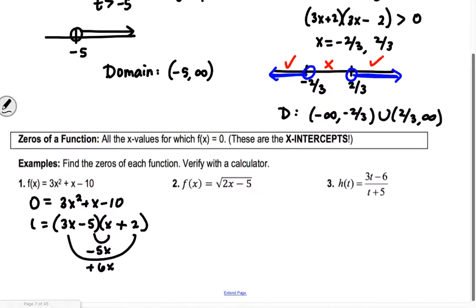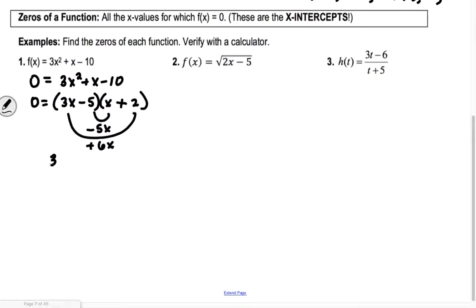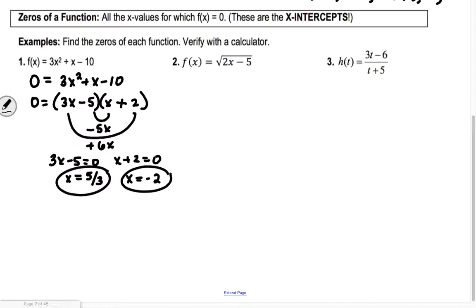So when I set each of those pieces equal to 0, so if I do 3x minus 5 equals 0, and I do x plus 2 equals 0, and I solve, I get 5/3 and negative 2. Those are the zeros of the function. So if I was sketching a rough graph of what this is, so you don't have to draw this, it would be at 5/3 I'd have a 0, and at negative 2 I'd have a 0.